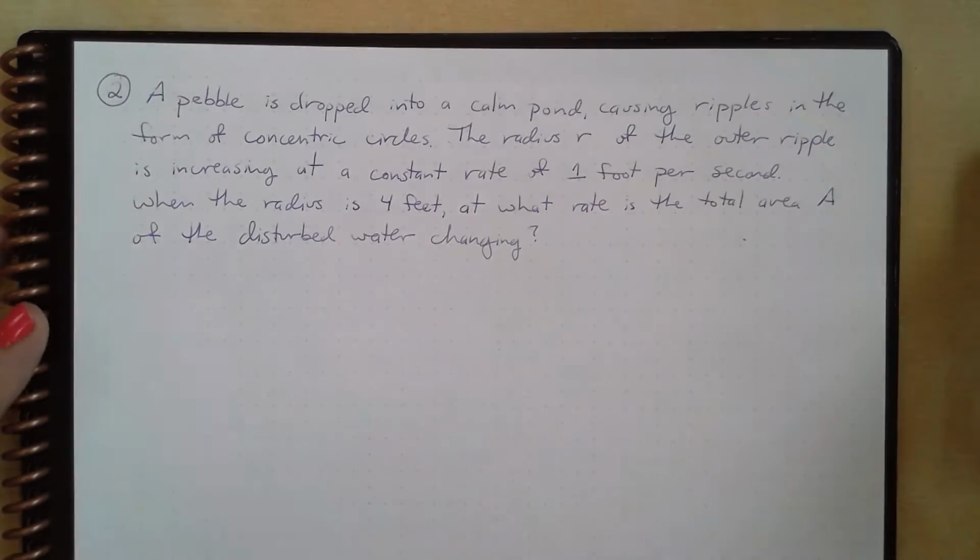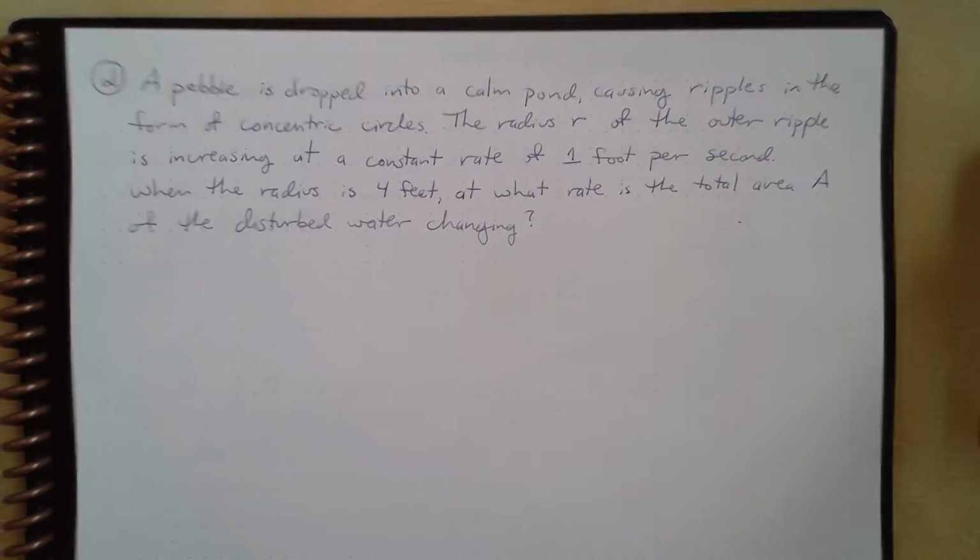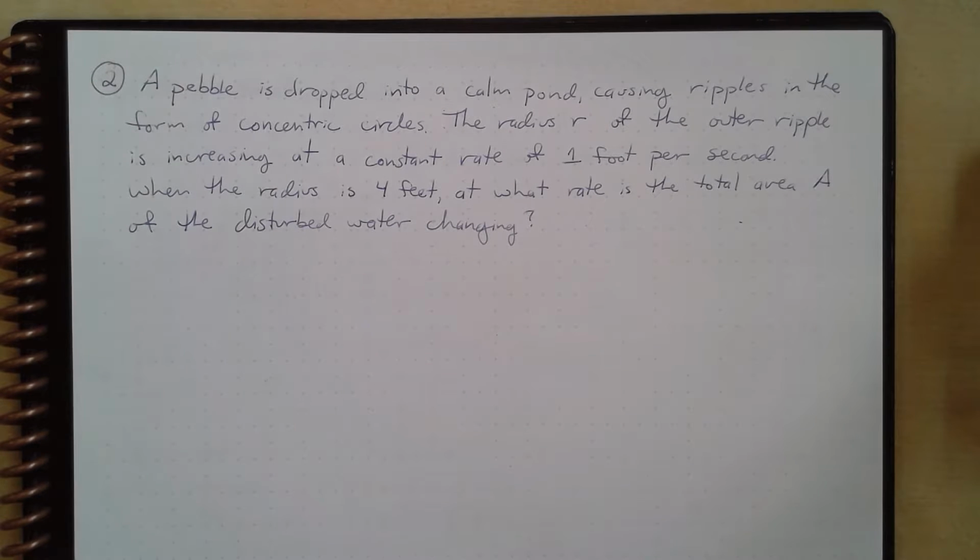All right. A pebble is dropped into a calm pond, causing ripples in the form of concentric circles. The radius r of the outer ripple is increasing at a constant rate of 1 foot per second. When the radius is 4 feet, at what rate is the total area A of the disturbed water changing?